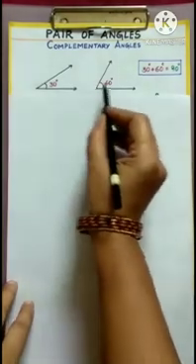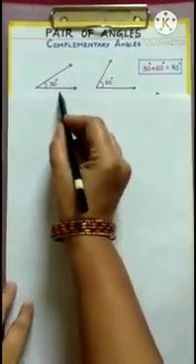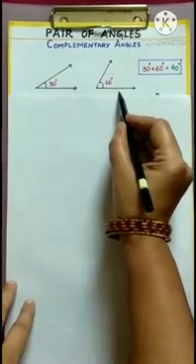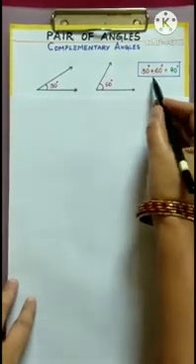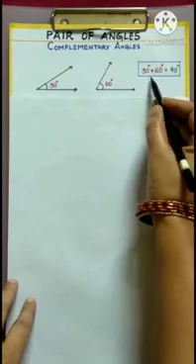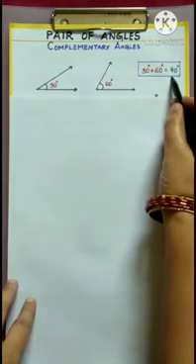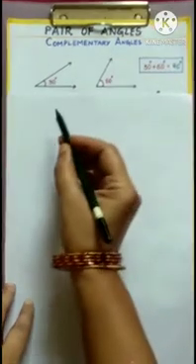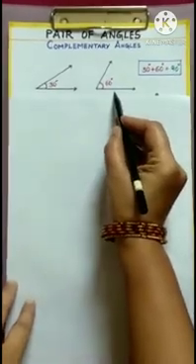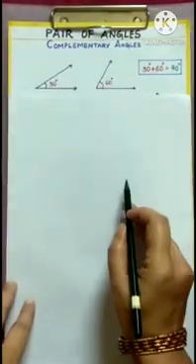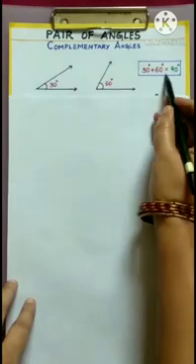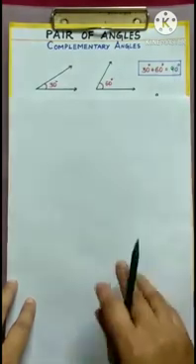Now here, observe the two angles. The first one is 30 degrees and the other one is 60 degrees. Now if we add the two angles, we get 90 degrees. So here 30 degrees and 60 degrees are called complementary angles because their sum is 90 degrees.